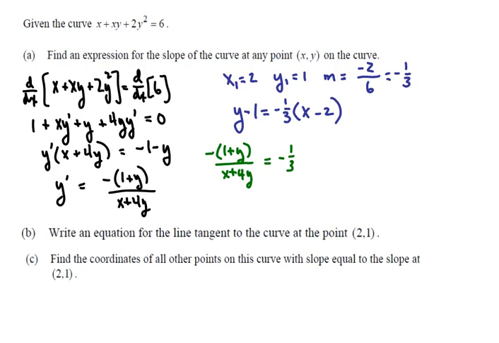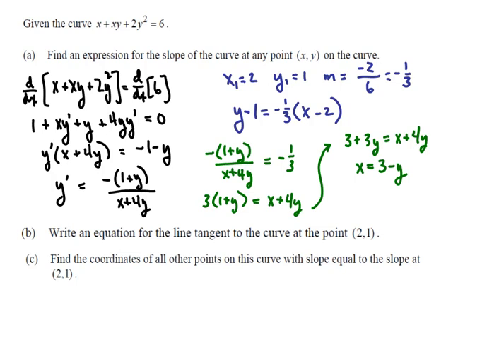We cross multiply, so we get 3 plus 3y is equal to x plus 4y. Probably want to isolate the x here, would be the easiest thing. And we get that x is equal to 3 minus y. So we can't stop at that point. What we need to do is take this, plug it back into the original function, and solve that for y.